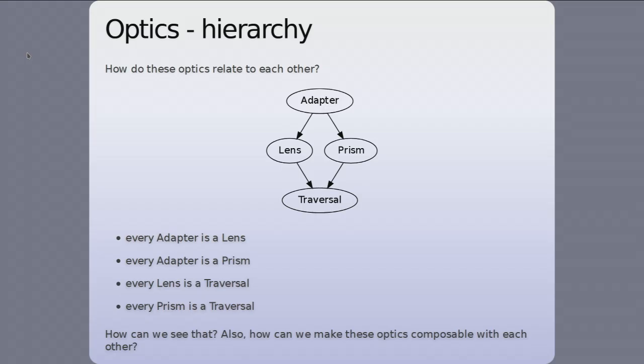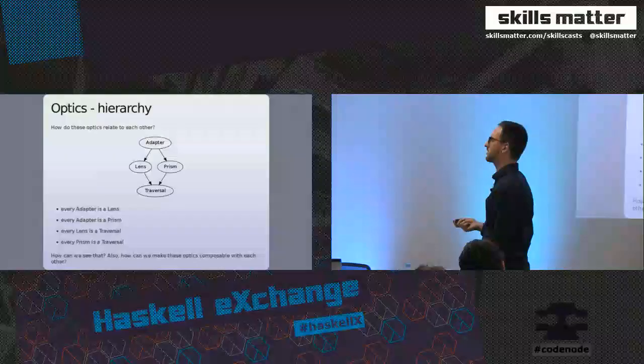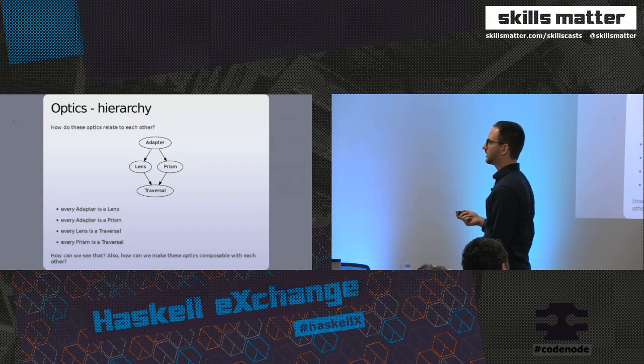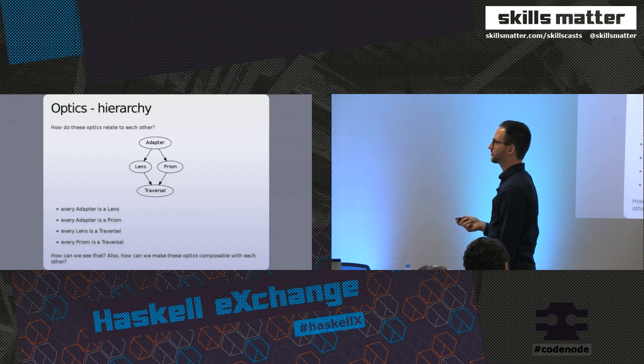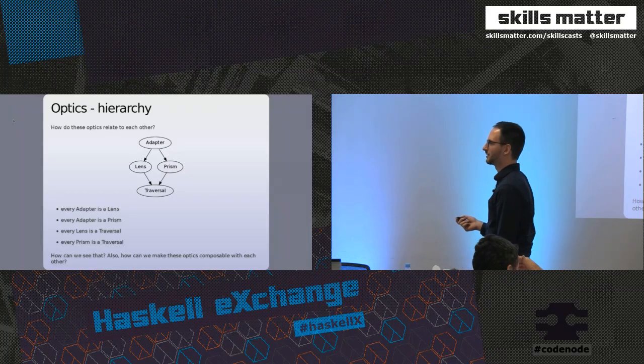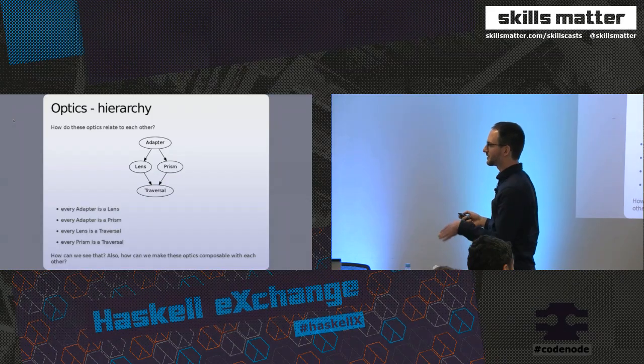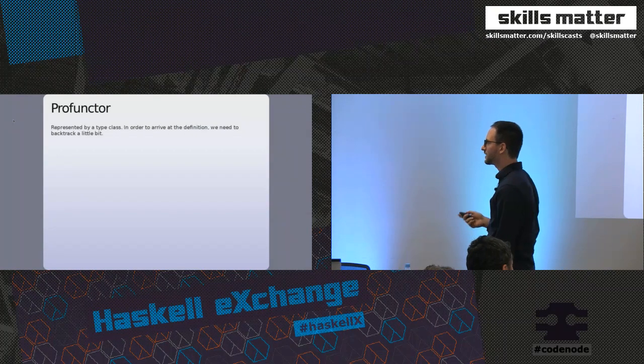And how can we see that hierarchy? And also, how can we make these optics composable with each other, right? Because potentially, in a real-world scenario, we have just a bunch of lenses, a bunch of prisms, a bunch of traversals, and a real data structure, like for example, a list of pairs where the first coordinate is an Either Char Int, and the second coordinate is a string, and we want to just traverse the whole list and update the first coordinate of a pair if it is a Right constructor, right? So how can we do that? That's where profunctors come in.